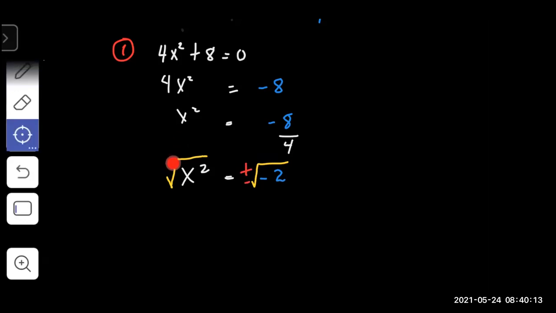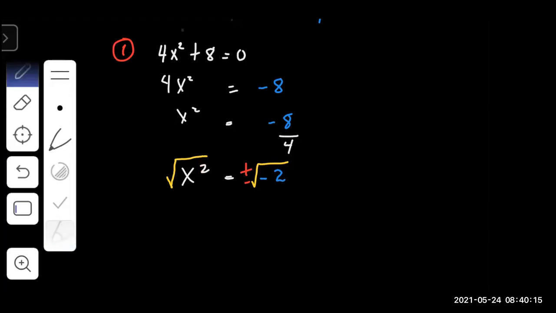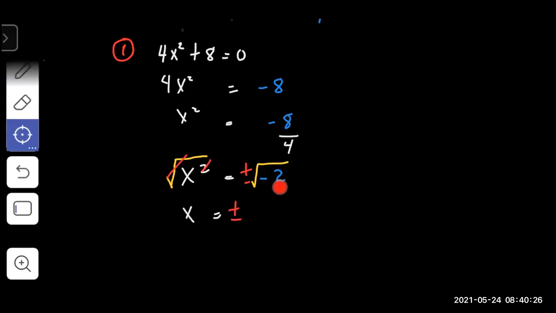According to the property, if we have a square here and a square here, we can take it out, so we can cancel it, and then x is alone. Plus or minus, don't forget that. And what is the square root of 2? 1 times 1 is 1. 2 times 2 is 4. It looks like we don't have one. And 2 cannot be broken down, guys, so it's already factored. That's what I mean.